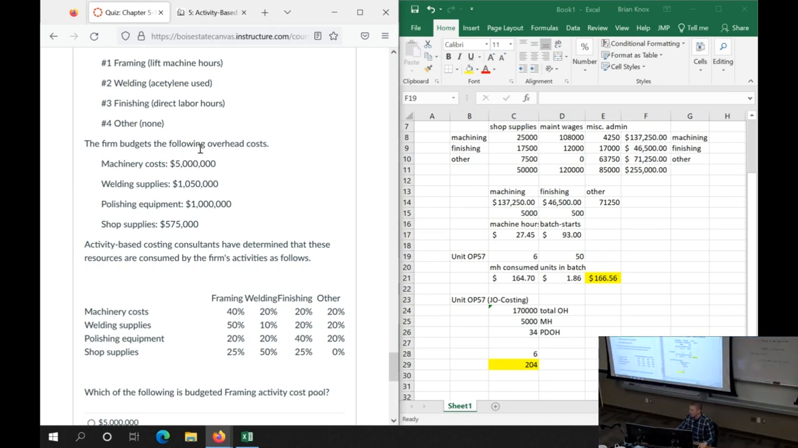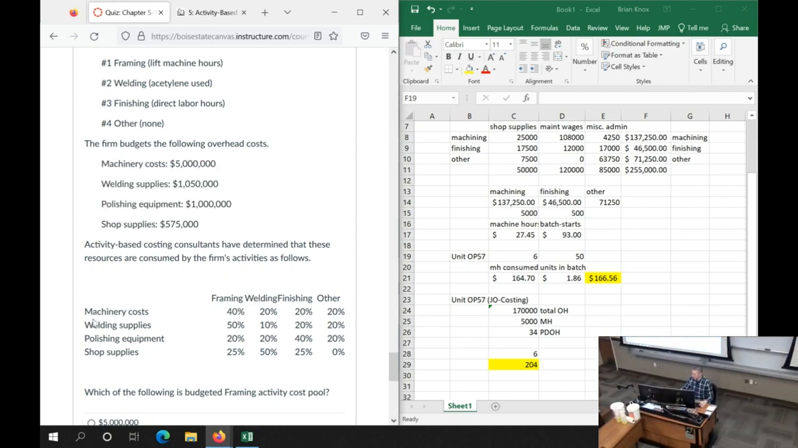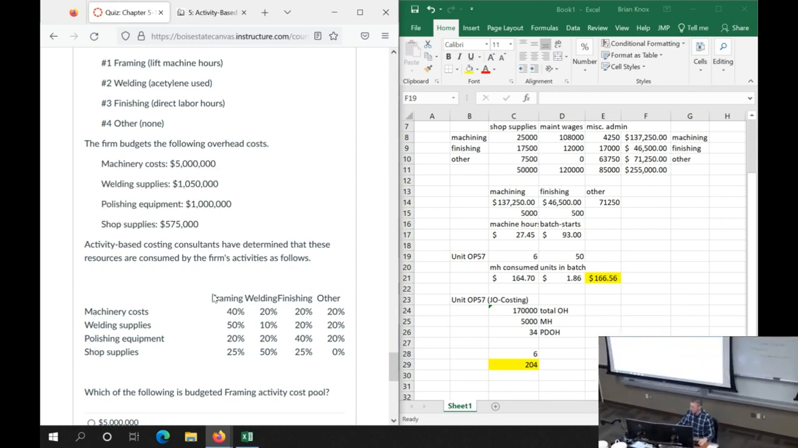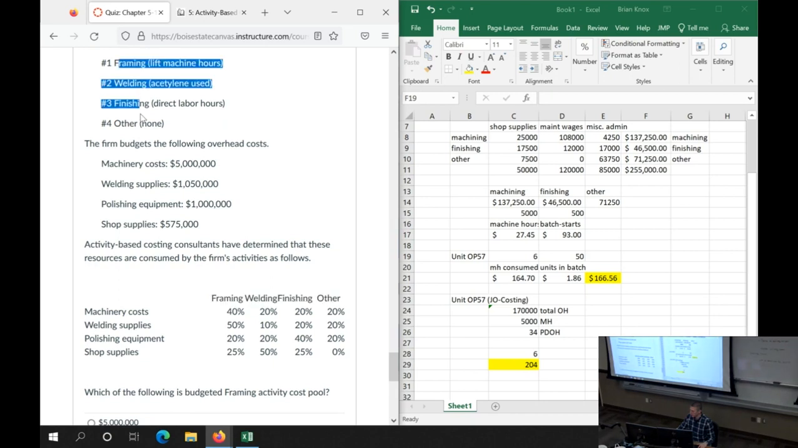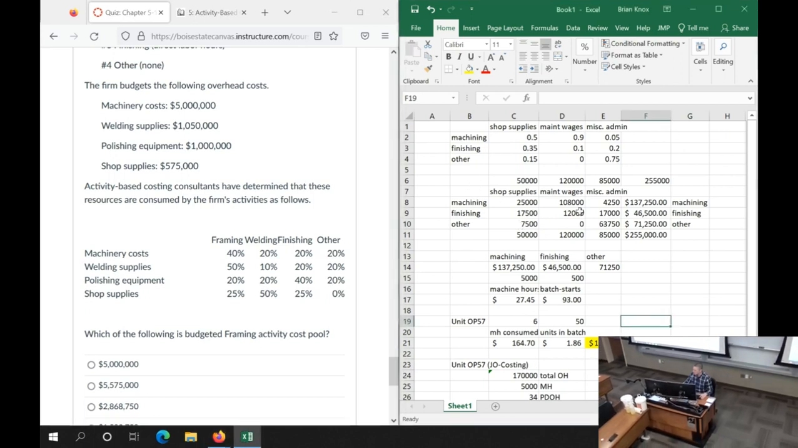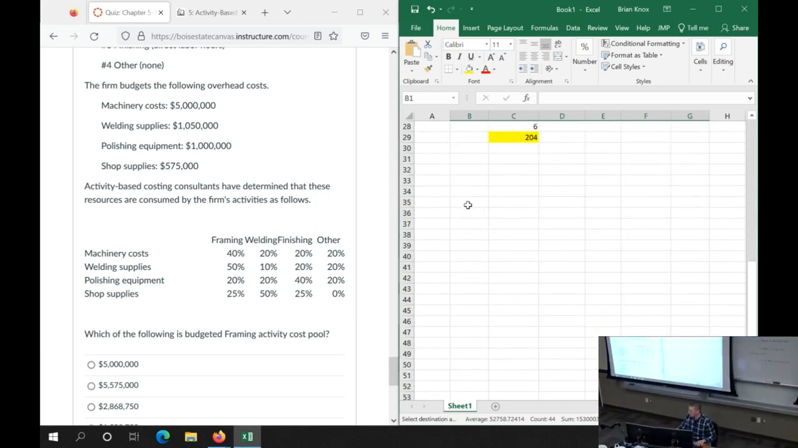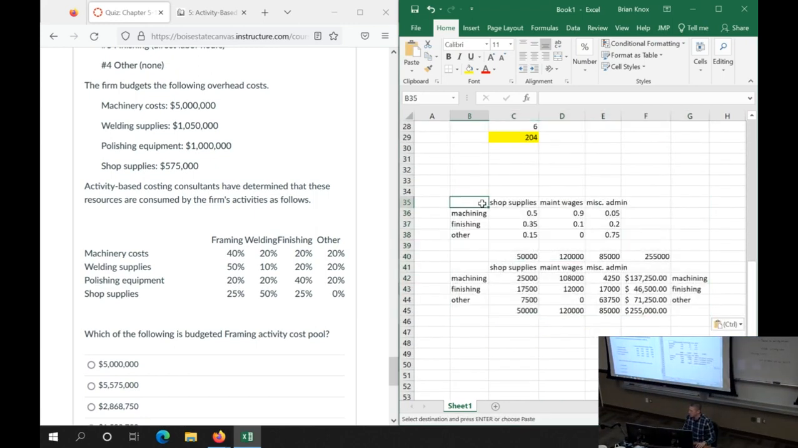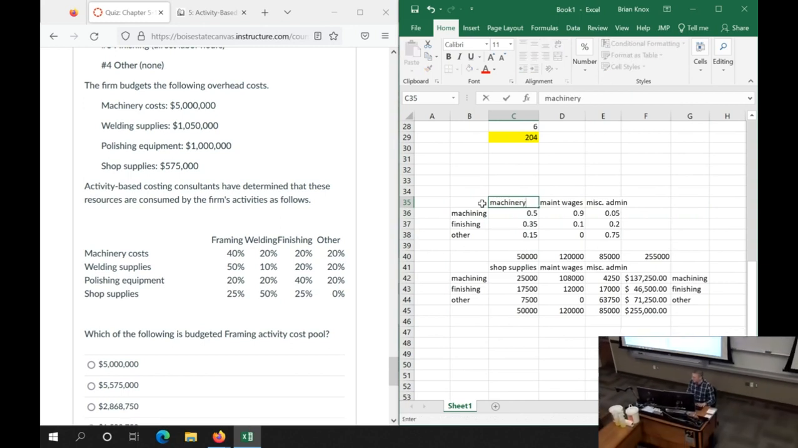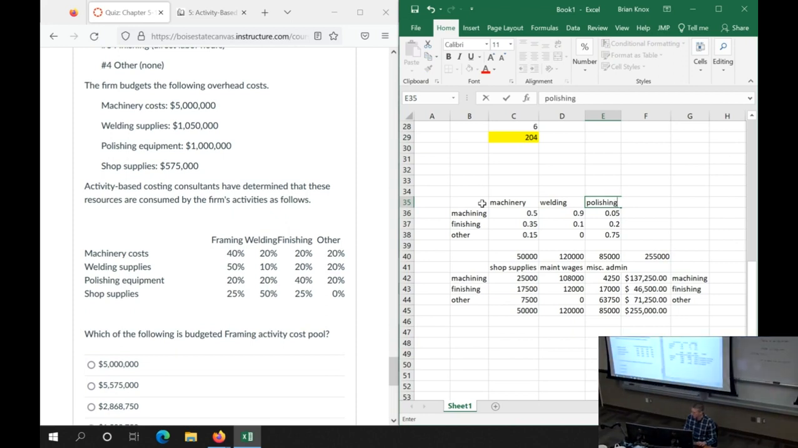All right, we have our overhead costs. These are general ledger categories, and they match the rows down here. And we have our activities, which are up here in the columns. So it's going to be pretty simple. We're going to copy over the same idea of what we have up here. I'm literally going to copy it over. Change names. Machinery, welding, polishing, shop.